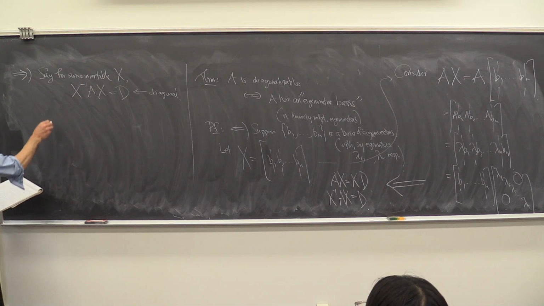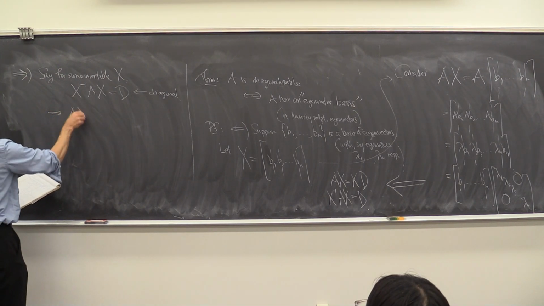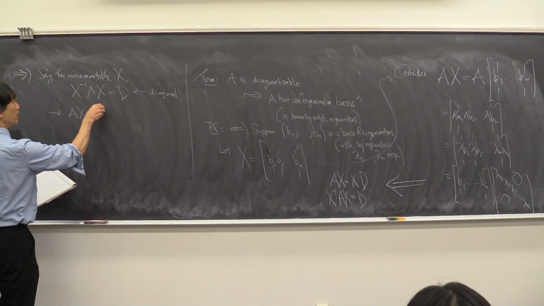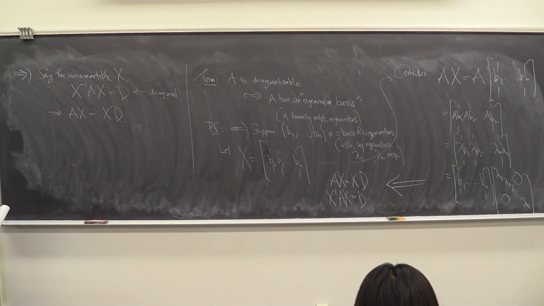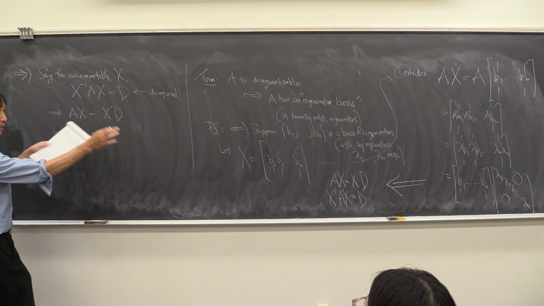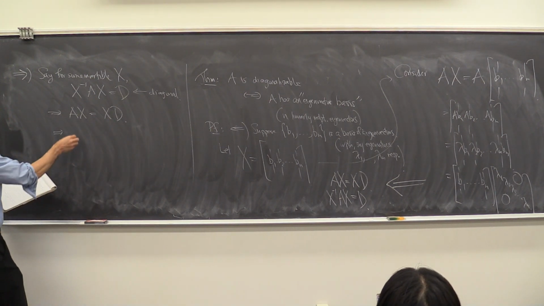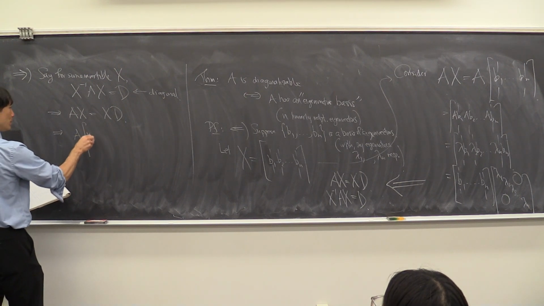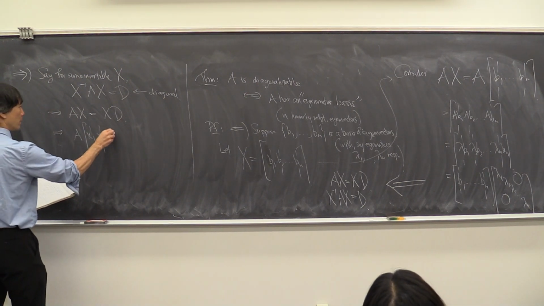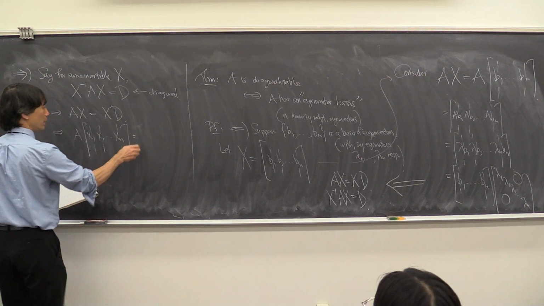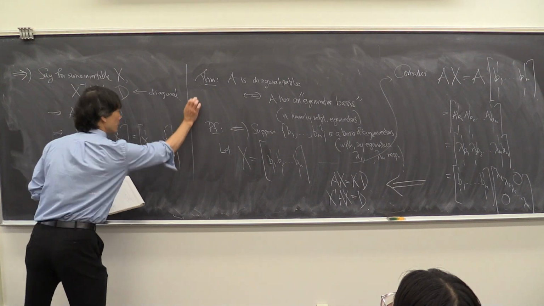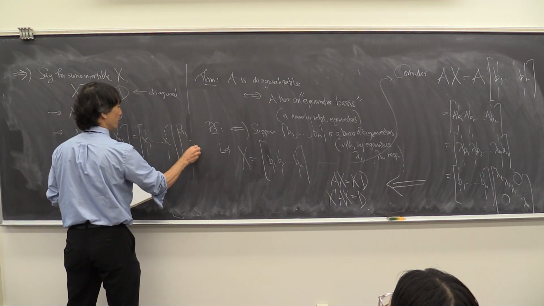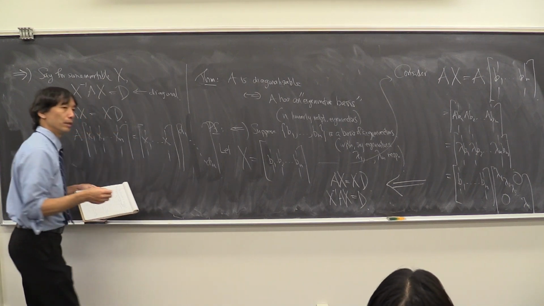Okay, but then what does that tell you? That tells you that AX equals XD. Very good. Yes, right, and then that's the end, right? That's the end right there, right? Because you see that A times the first column through xn is going to be x1 through xn times some diagonal matrix d1 through dn, right?